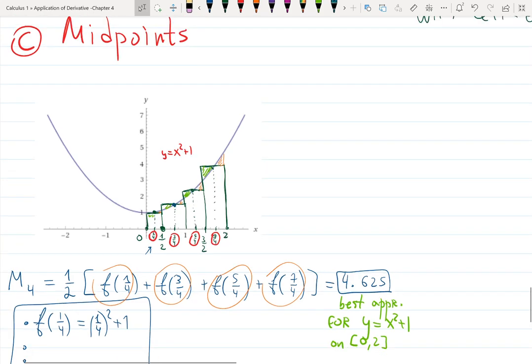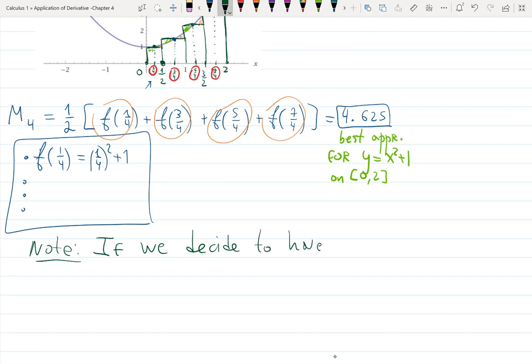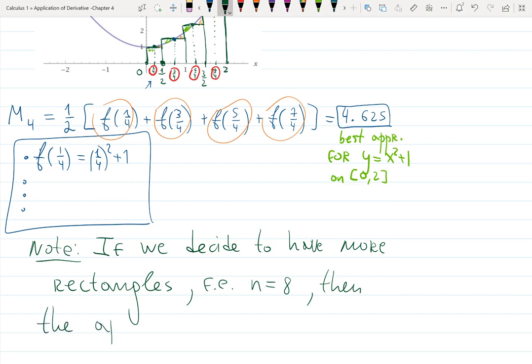And also I wanted to point out that if we decide to have more rectangles, for example, well, can you have 100? That would be fantastic, but that would be a lot of calculations. But you can actually check. Then the results, the approximation will be much better. And I showed you already the animation in the previous video.